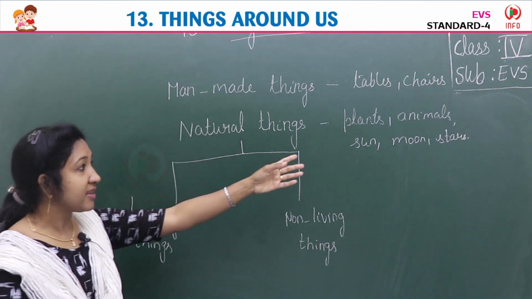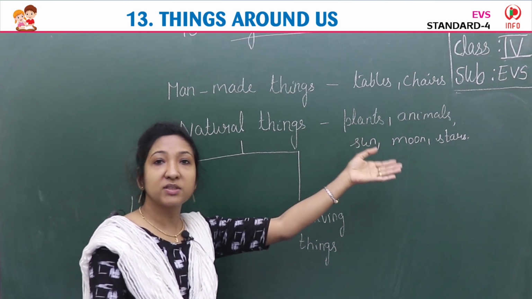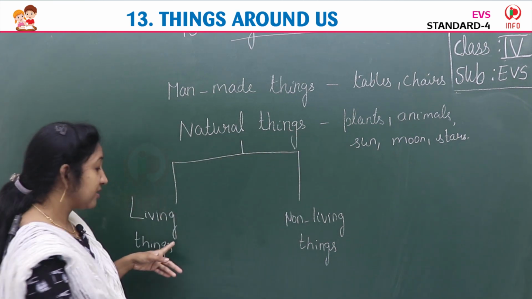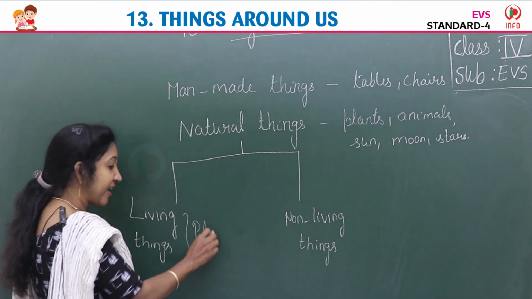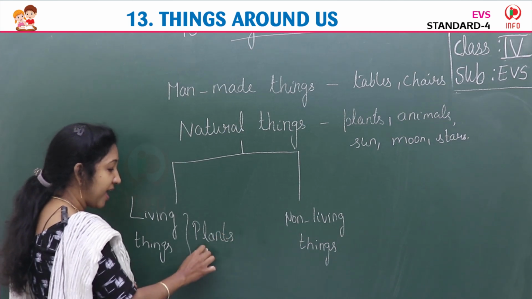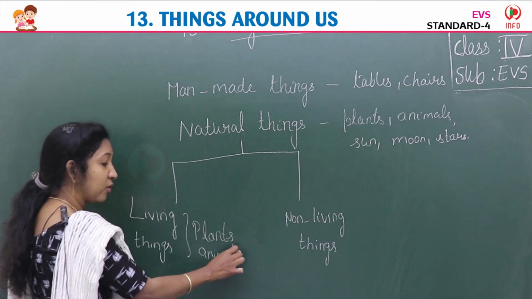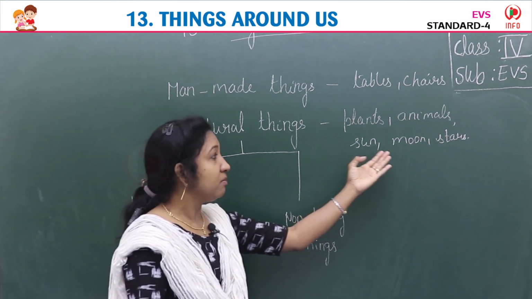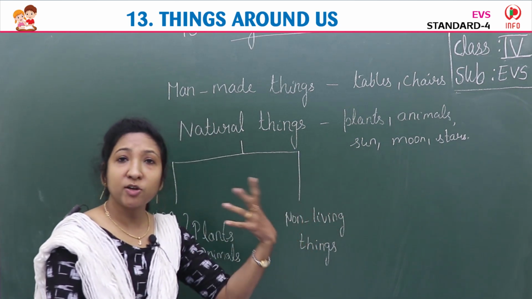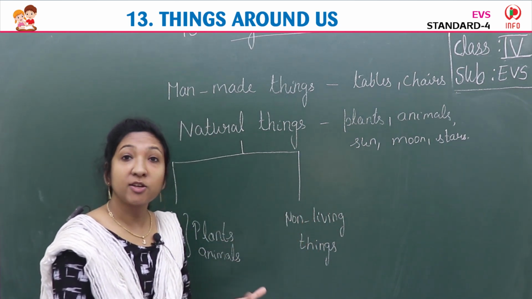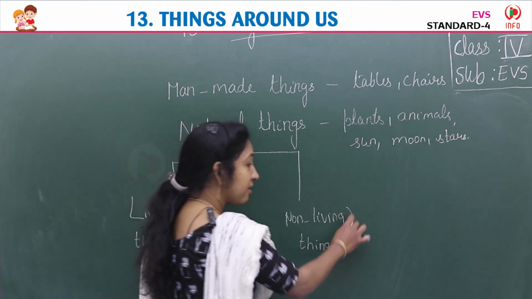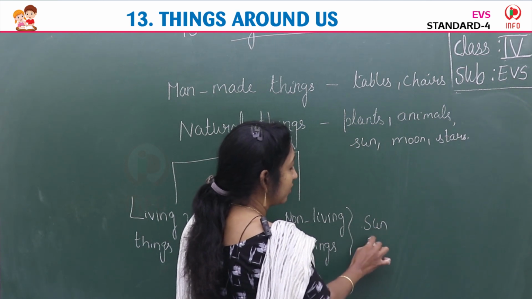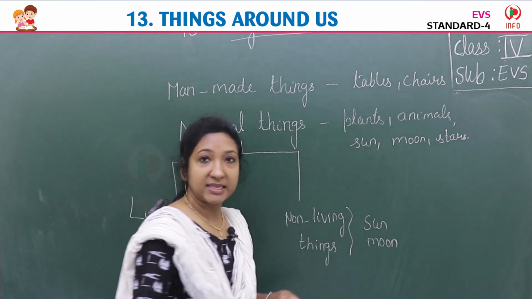See children, natural things, for example plants, animals, sun, moon, stars are natural things only. But in this, plants and animals are living things because they have life. They grow, they move, they have life, we say. What about sun, moon, stars? They do not have life, isn't it? So they are non-living things.